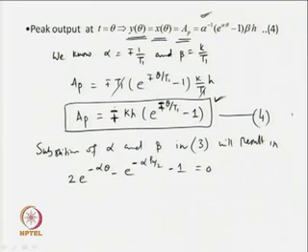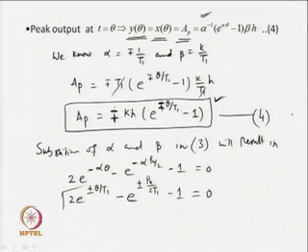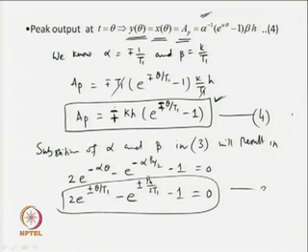So, substitution of alpha here will result in 2 e to the power plus minus theta by T1. Because of this minus sign, the pair will get inverted, and then we will get 2 times e to the power plus minus theta upon T1 minus e to the power plus minus pu by 2 T1 minus 1 is equal to 0. So, this is our equation number 3.